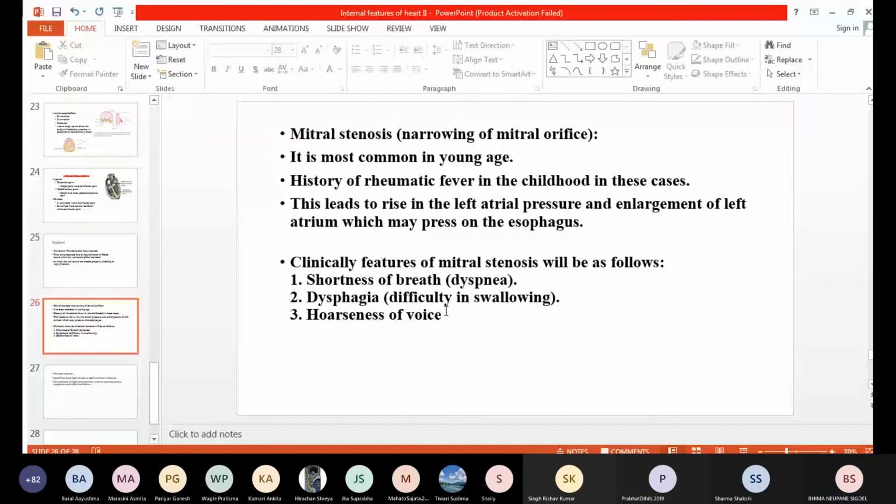It is from the recurrent laryngeal nerve, which will lead to hoarseness of the voice. These are the features in patients suffering from mitral stenosis: shortness of breath, dysphagia or difficulty in swallowing, including hoarseness of the voice. The trachea, esophagus, and the left recurrent laryngeal nerve are in danger because of the mitral stenosis.